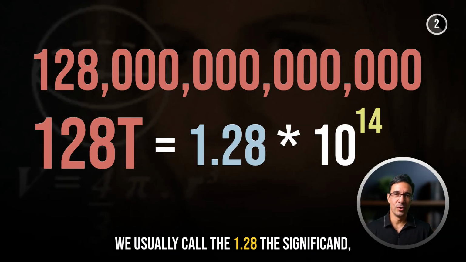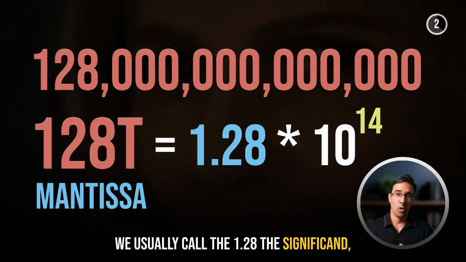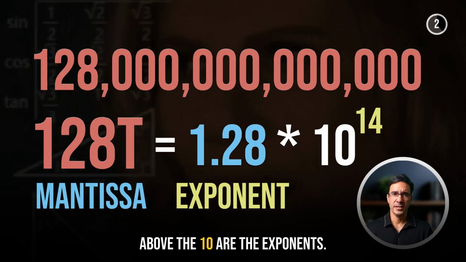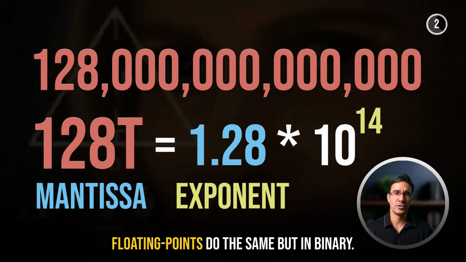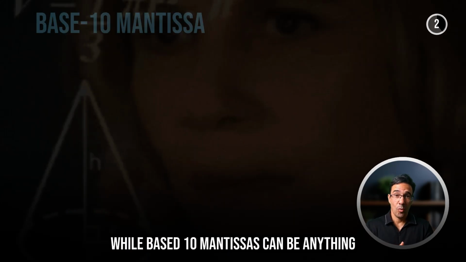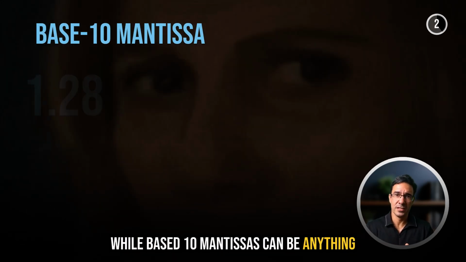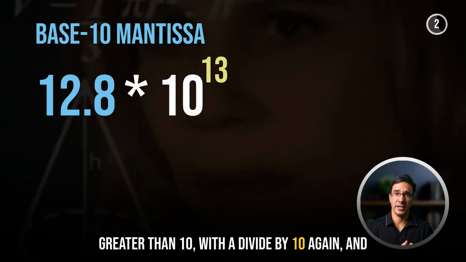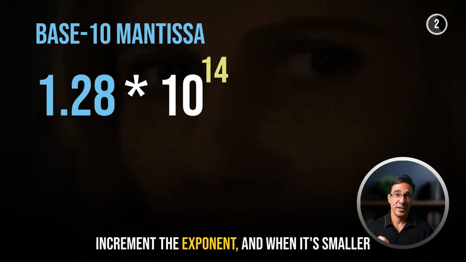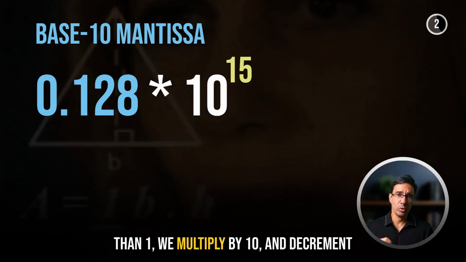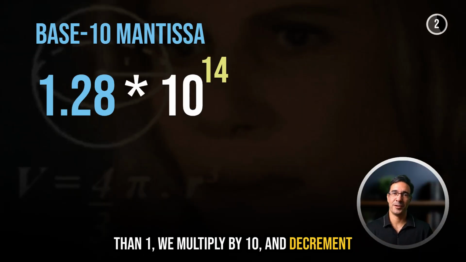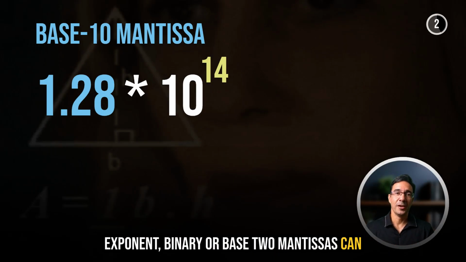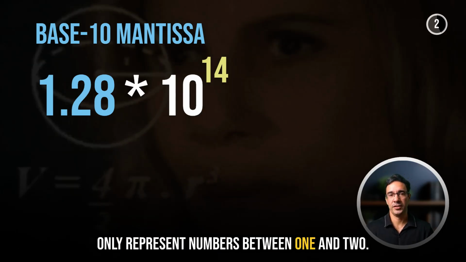We usually call the 1.28 the significand or mantissa, and the 2 or the 14 above the 10 are the exponents. Floating points do the same but in binary. While base 10 mantissas can be anything between 1 and 9, because when they are greater than 10, we divide by 10 again and increment the exponent, and when it's smaller than 1, we multiply by 10 and decrement the exponent, binary, or base 2, mantissas can only represent numbers between 1 and 2.